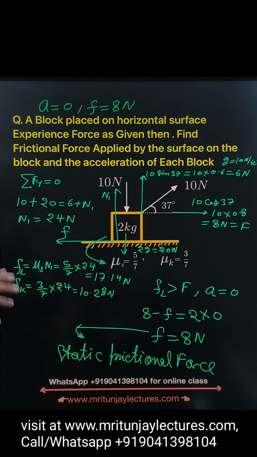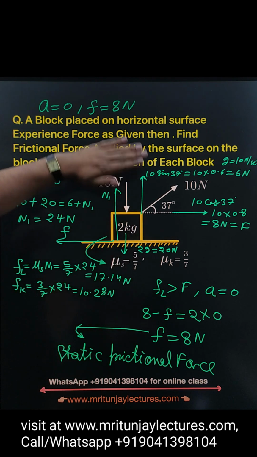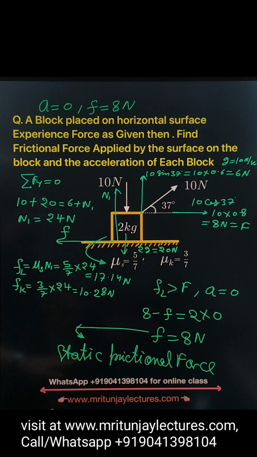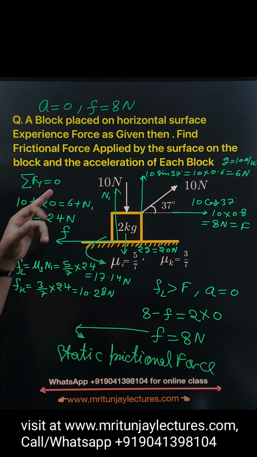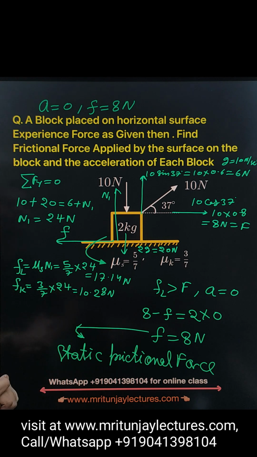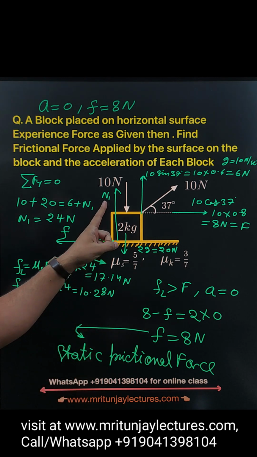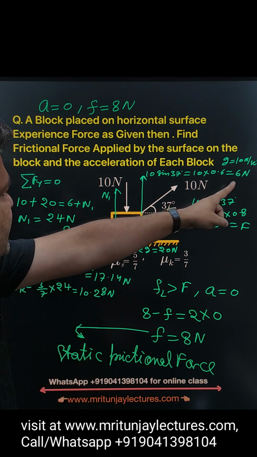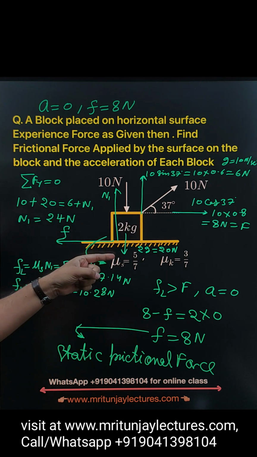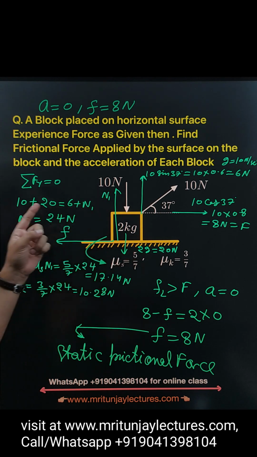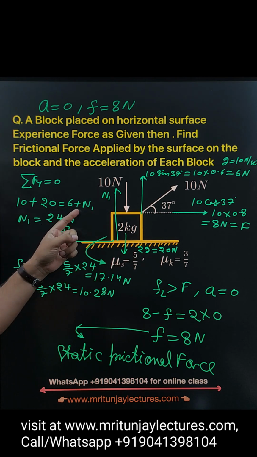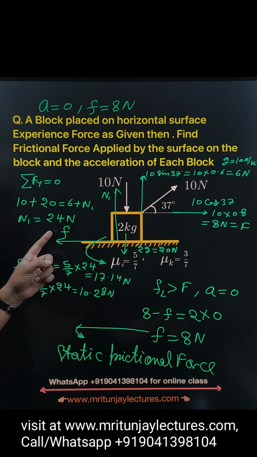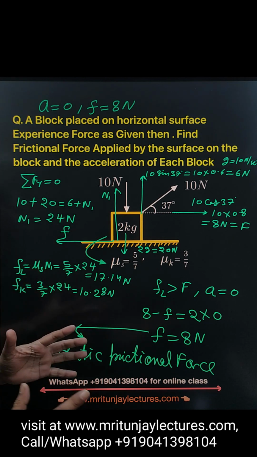Now the net force in y direction is 0. Why? This block is not moving in y direction, that's why. So you can say the sum of forces in y direction is 0 according to Newton's second law. So the upward force is N1 plus 6, which is equal to 20 plus 10, that is 30. So N1 is 30 minus 6, that is 24 Newton. So N1 is 24. I hope it is clear.